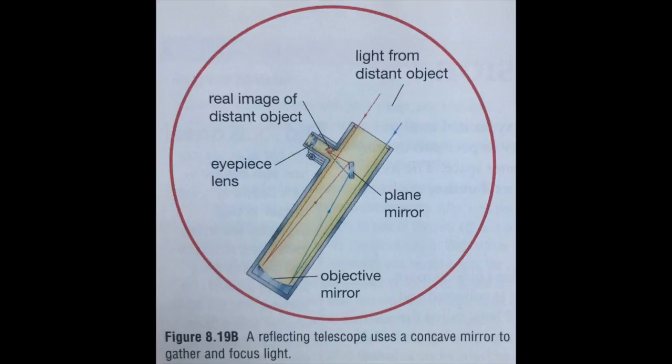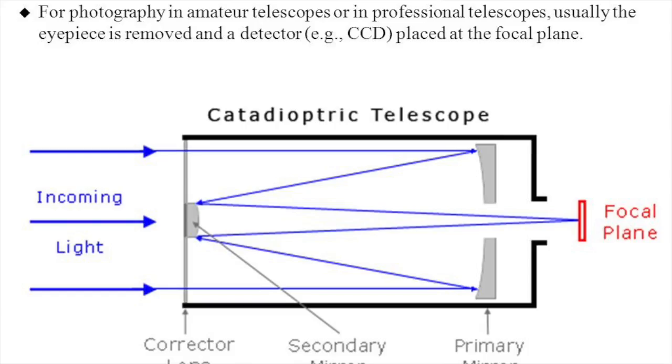Let's look at 8.19b, which they mentioned on the previous page. A reflecting telescope uses a concave mirror to gather and focus light. They generally tend to be very thick, very wide. And you can see how the light is coming in and it's going to bounce back and form an image up near the eyepiece because the light is reflecting up.